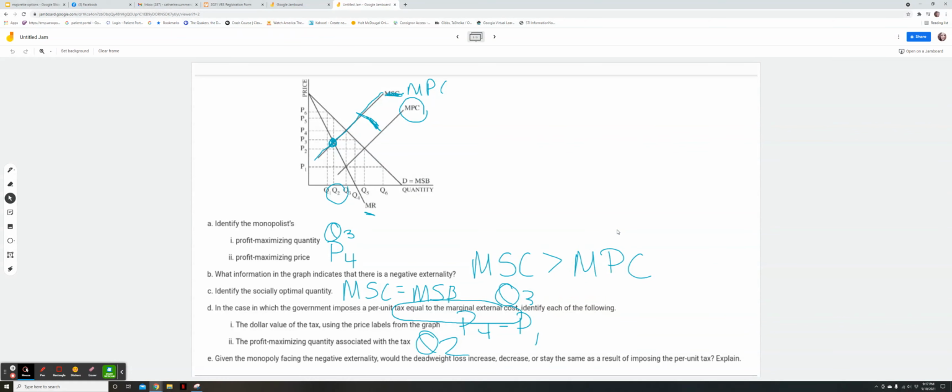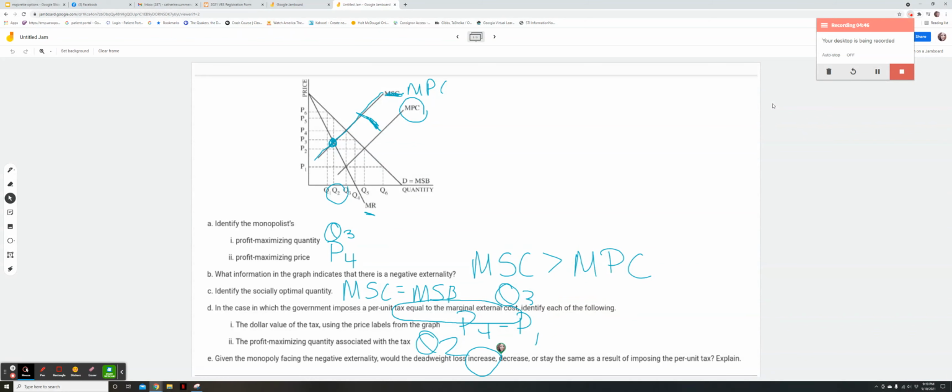Now the last part, about the deadweight loss. I'm sorry, I'm going to read this. I'm looking off to the side. Given the monopoly facing the negative externality, would the deadweight loss increase, decrease, or stay the same as a result of imposing the per unit tax? To explain, in that case the answer is that the deadweight loss is going to increase.